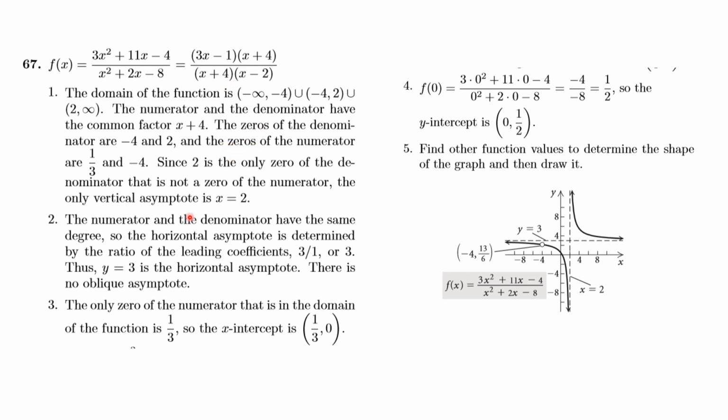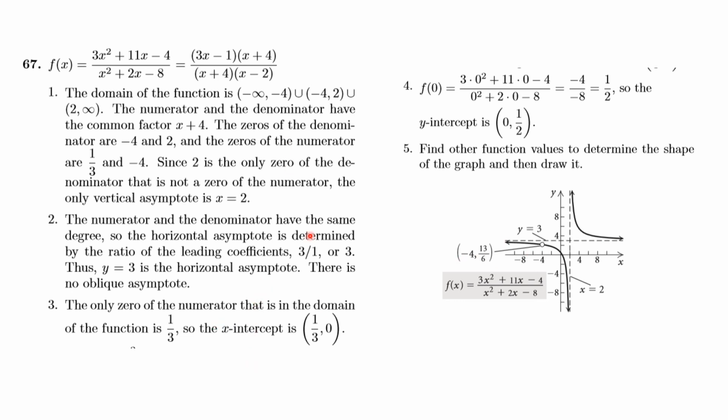And so that means that the only vertical asymptote is at x equal 2. So x equal 2 is going to be this vertical asymptote. And we'll have a hole at this point, which is minus 4 comma 13 over 6. Since the numerator and denominator have the same degree, the asymptote is 3. It is y equal 3 is a horizontal asymptote.